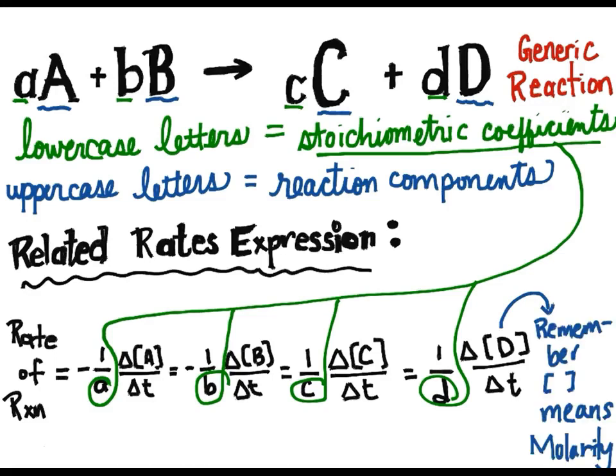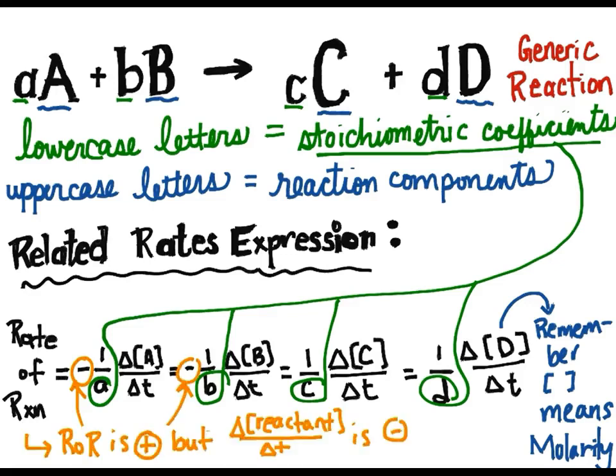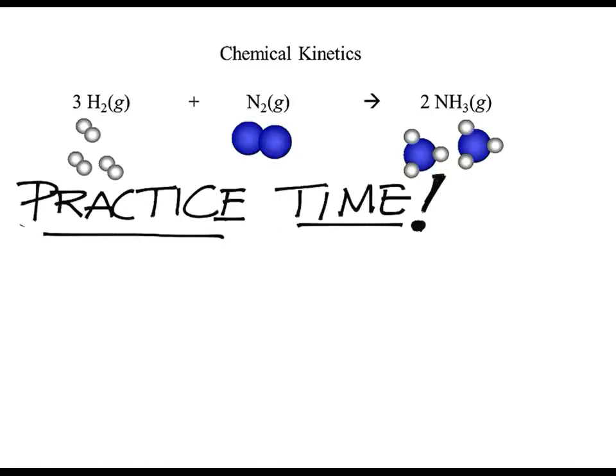And remember that the brackets mean molarity, and so those are change in molarity of A over change in time, change in molarity of B over change in time. These negative signs for the reactants are negative because the rate of reaction is always positive. But the change in reactant concentration over change in time is a negative number because reactants decrease over time. So to make them positive, we put a negative sign in front of that.